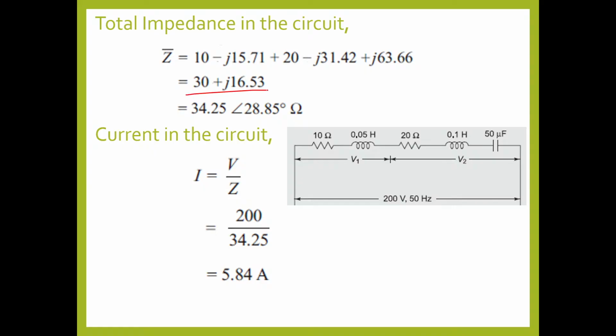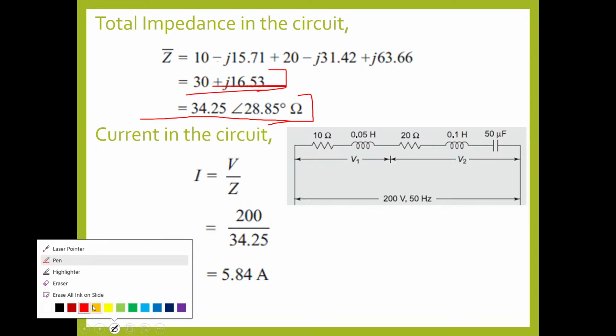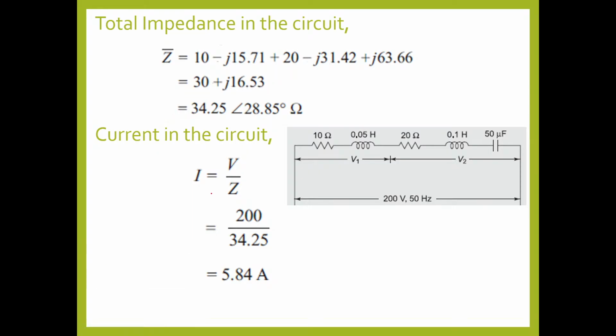After simplification, I have got this, and using a scientific calculator you can convert this rectangular term into polar term. I have converted rectangular into polar. Now, what is the current in the given circuit? All the elements are connected in series, so definitely I will be the same. I is equal to V by Z. V is 200, and Z I have just calculated. I have considered only magnitude, but you can even consider the angle. It doesn't matter.